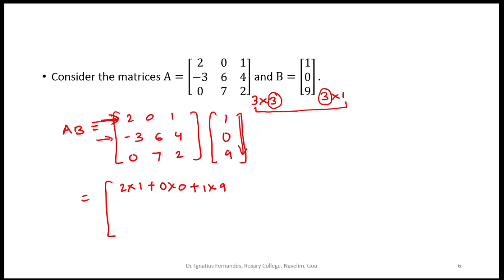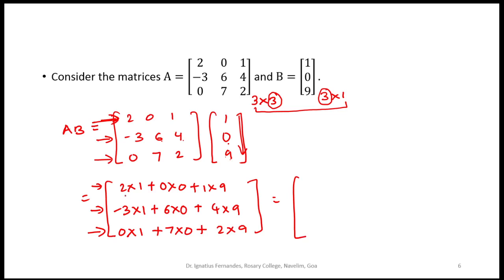Then I go to the next row, that will give me the second row. So second row, minus 3 into 1 plus 6 into 0 plus 4 into 9. And finally, I go to the last row, that will give me the last row here, 0 into 1 plus 7 into 0 plus 2 into 9.